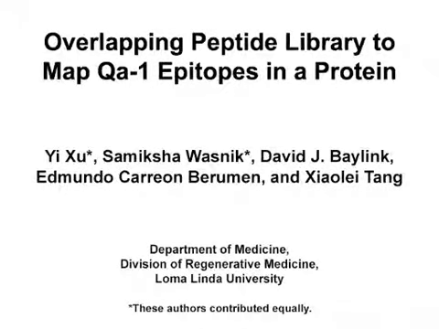The overall goal of this procedure is to identify functional Qa-1 epitopes in proteins. This method can help answer key questions in the field of immune regulation and immunotherapy. The main advantages of this technique are that mapped peptides are known to stimulate Qa-1-restricted CD8 T cells, and the procedure is easy to perform.